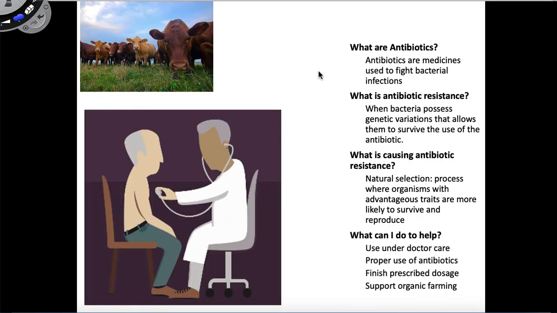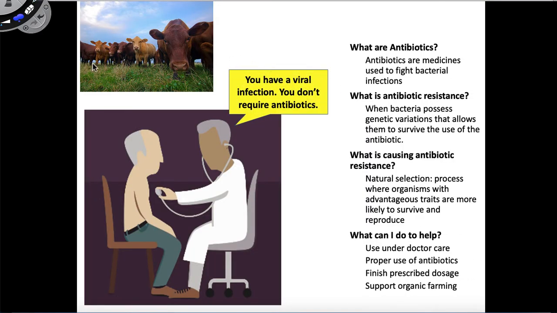So it's a good thing, right, that we have these antibiotics, but it's also very important to make sure that we use antibiotics properly. They fight bacterial infections. They kill bacteria, but they don't kill viruses. So if you have a viral infection, you cannot take an antibiotic. And we know that bacteria, since they possess genetic variations, sometimes learn how to fight these antibiotics. This is what we call antibiotic resistance.